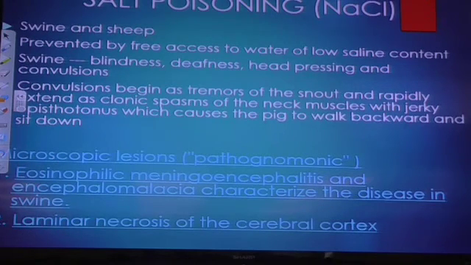So eosinophils in general are unusual unless we think like what is happening? We have parasitic infection, but with salt toxicity, you see a combination of a lot of eosinophils within the brain and spinal cord and laminar cortical necrosis.